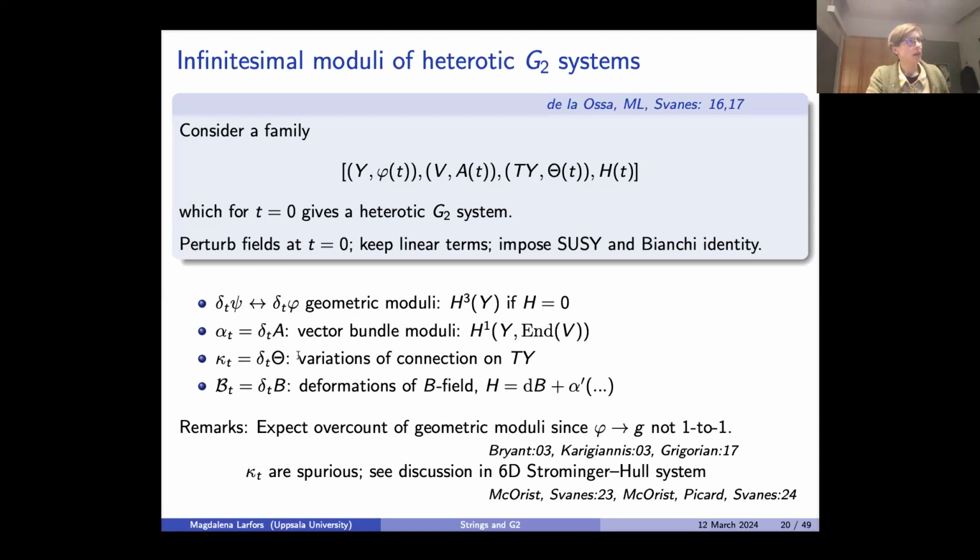Moreover, this connection theta here on the tangent bundle, it has been argued that this is not really a physical field. This has been discussed in particular in the setting of the Hull-Strominger system by Eric and collaborators in recent years. So I will not say anything more about this, but I just wanted to highlight these two things as being basically considerations that one can make, but that we are leaving for future studies.